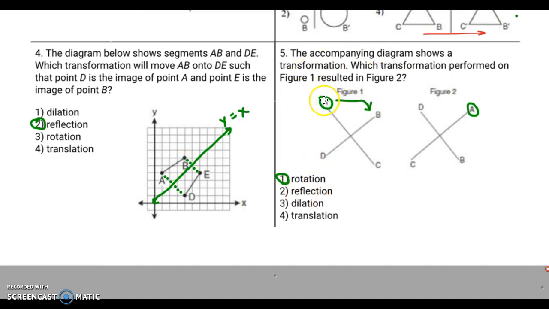For number 5, we know it's a rotation. Take a look at point A. Point A has rotated from here to here in a clockwise direction. You could also represent it, if you would like, as rotating in a counterclockwise direction. A went all the way around 270 degrees in order to get from here to here. So it's definitely a rotation, not any of these others.